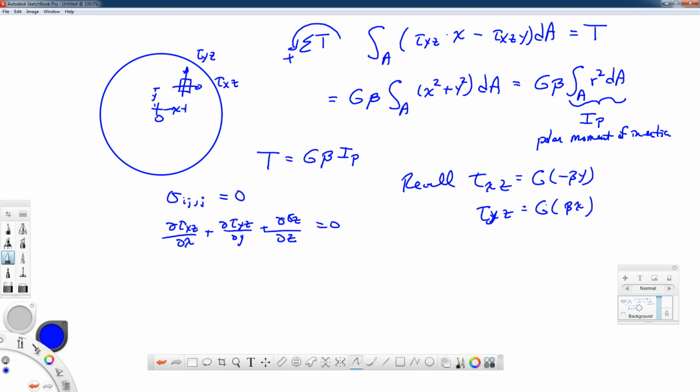So the partial of tau xz with respect to x is equal to 0. The partial of tau yz with respect to y is equal to 0. And then we don't have any sigma z, so that does indeed satisfy equilibrium. Compatibility is satisfied because these are at most first order in x and y. The strains will be first order in x and y. Compatibility equations include strains that are second partial derivatives of spatial coordinates. So compatibility is also satisfied.